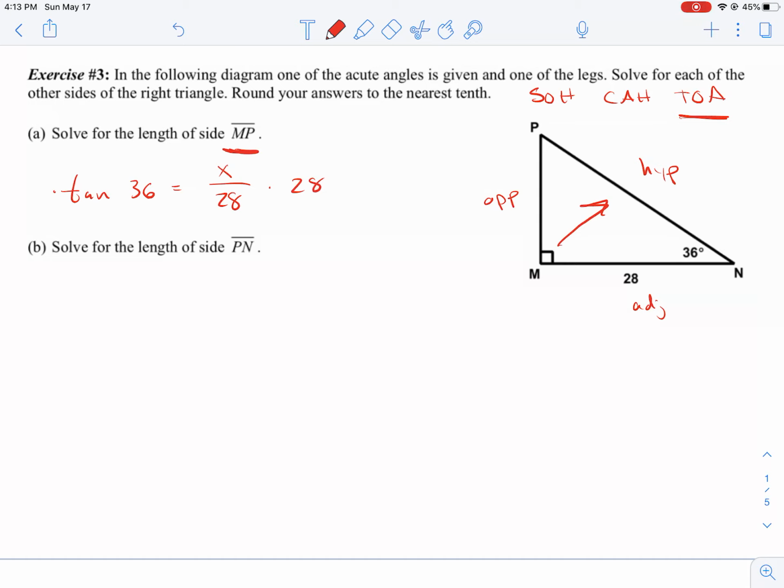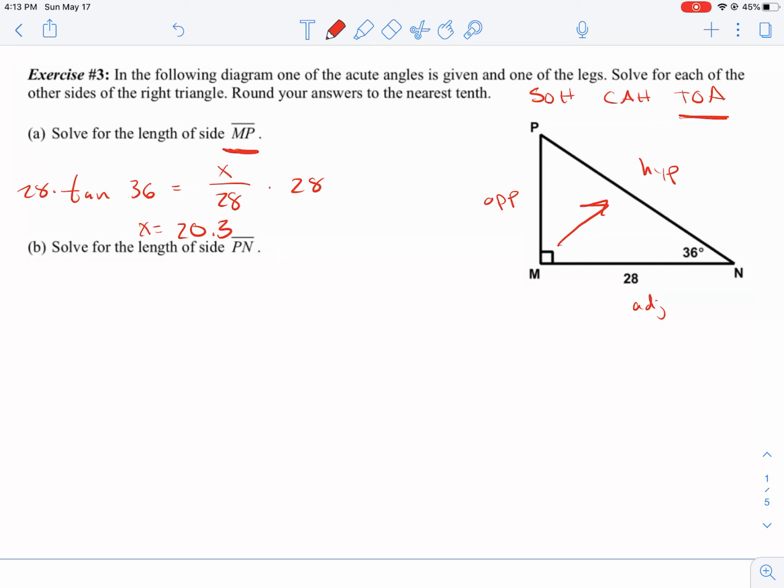Multiply both sides by 28. So x is equal to the tan of 36 times 28. That's tan, not the inverse tan, just tan of 36 times 28. And you get 20. It says round to the nearest tenth, so I'm going to say 20.3.